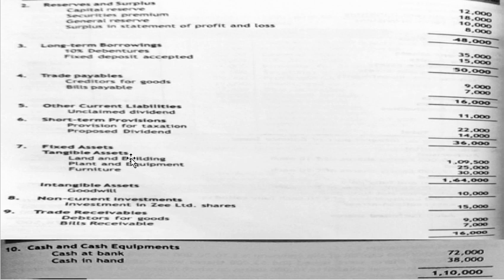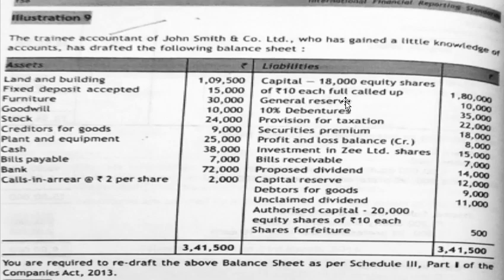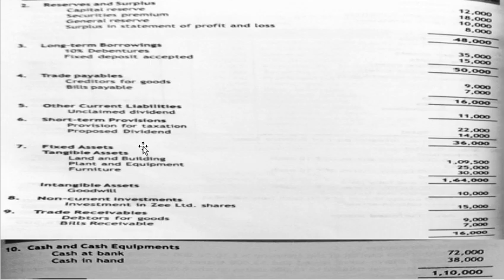So next is your fixed assets. Under fixed assets, we have tangible and intangible. Both tangible as well as intangible are given in the problem. Under tangible we will have furniture, land and building, and plant and equipment. Under intangible we will have goodwill. We will record these items in your working note. Under tangible, land, building, plant and equipment and furniture are 1,09,500, 25,000, and 30,000. The total is 1,64,000. Under intangible, as per the question, we have goodwill, which is 10,000.